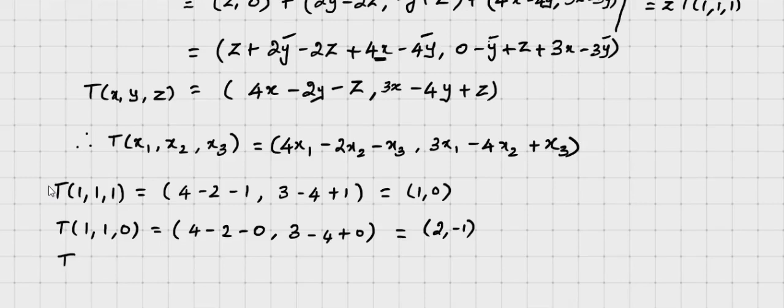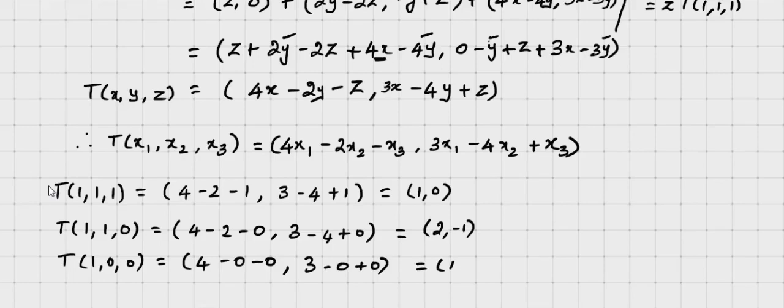Okay, now the last one is t of 1, 0, 0 equals 4 minus 0 minus 0, 3 minus 0 plus 0, which is 4, 3. These were the data given in the problem. So we can conclude here our formula is right.